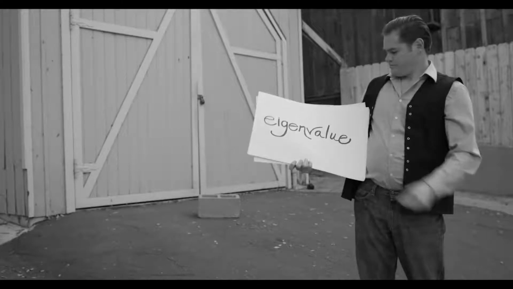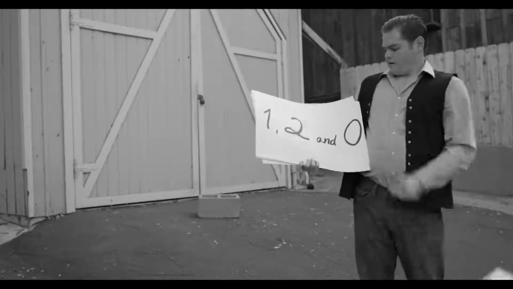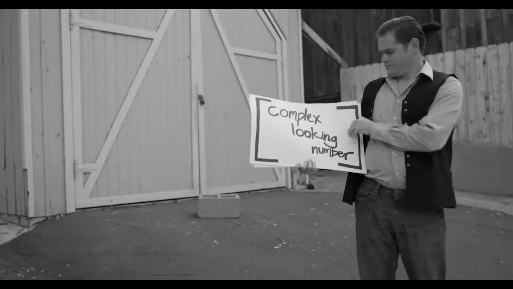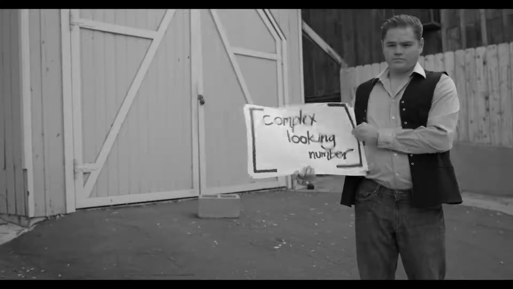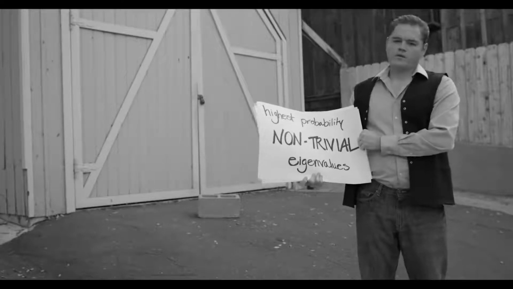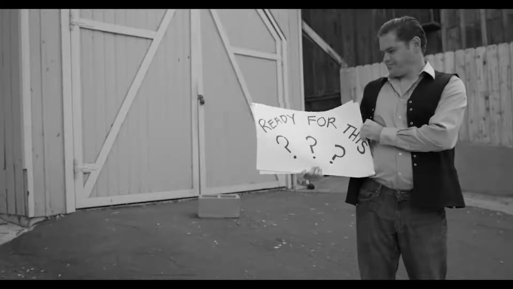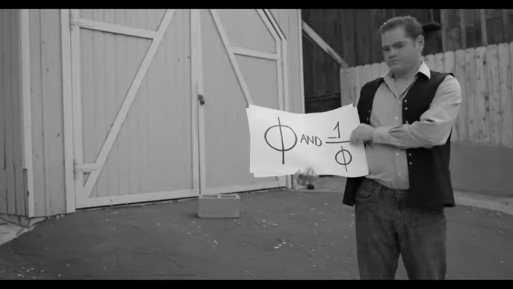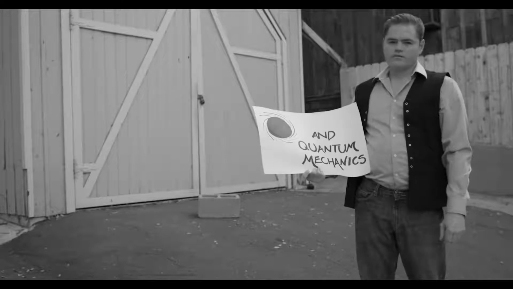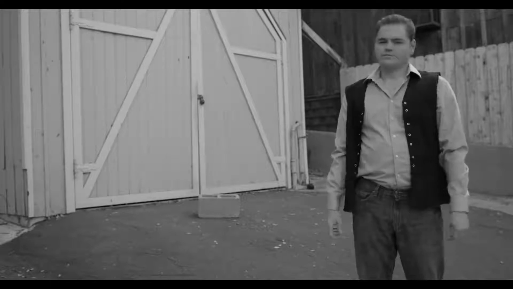Each of these combinations of numbers has a value. It's called an eigenvalue. Some eigenvalues are called trivial. These are values like 1, 2, and 0. And some are called non-trivial. And those are all sorts of more complex-looking numbers. So, here's the interesting part. The highest probability non-trivial eigenvalues that show up in binary matrices are, ready for this, the golden ratio and -1 over the golden ratio. So we now see a deep link between black holes and quantum mechanics because the golden ratio appears deeply in both black hole physics and in quantum mechanics.